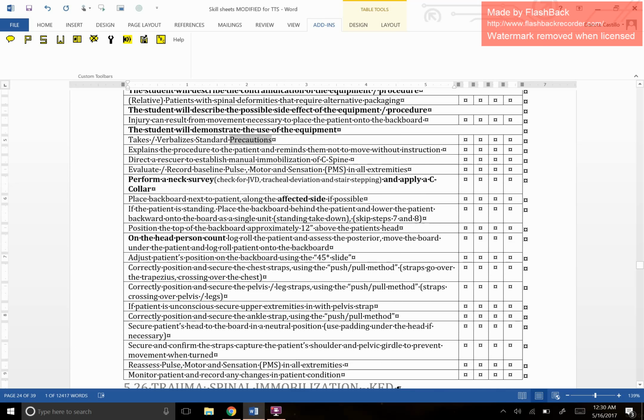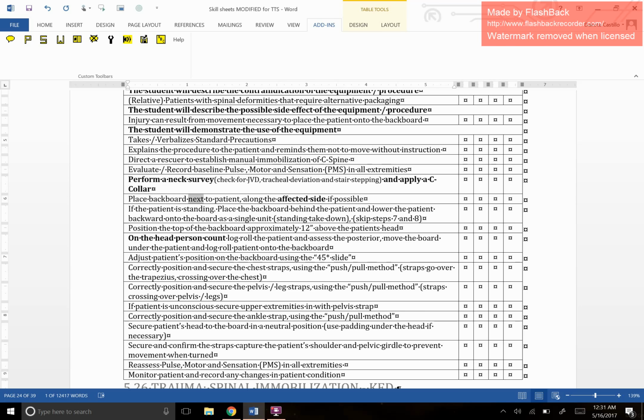Takes/verbalizes standard precautions. Explains the procedure to the patient and reminds them not to move without instruction. Direct a rescuer to establish manual immobilization of C-spine. Evaluate/record baseline pulse, motor, and sensation, PMS, in all extremities. Perform a neck survey, check for JVD, tracheal deviation, and stair-stepping, and apply a C-collar.